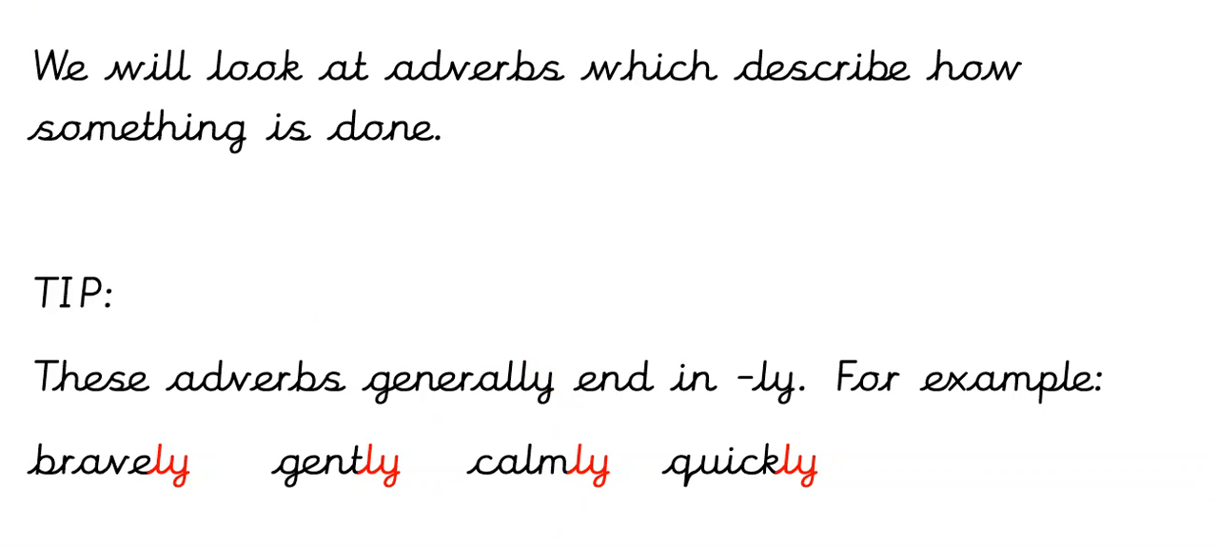So today we're going to be looking at adverbs which describe how something is being done. So a quick tip, these adverbs generally end in ly. So for example, we've got bravely, gently, calmly and quickly. If you have a look at all of those words, can you see that on the end of all of those words is ly? This is how we can identify some adverbs, but be careful, not all adverbs end in ly, but the ones that we are looking at today generally will do.